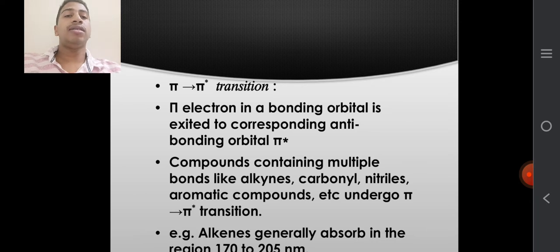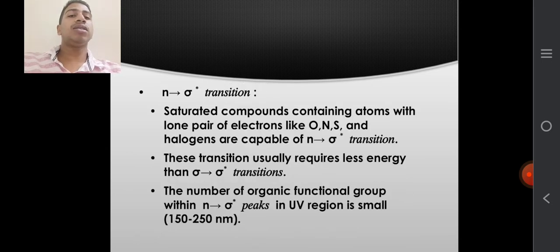Pi to pi star transition. A pi electron in a bonding orbital is excited to the corresponding antibonding orbital, pi star. Compounds containing multiple bonds like alkenes, alkynes, carbonyls, nitriles, aromatic compounds, etc. undergo pi to pi star transition. Alkenes generally absorb in the region of 170 to 205 nanometer. It is the best example for pi to pi star transition.